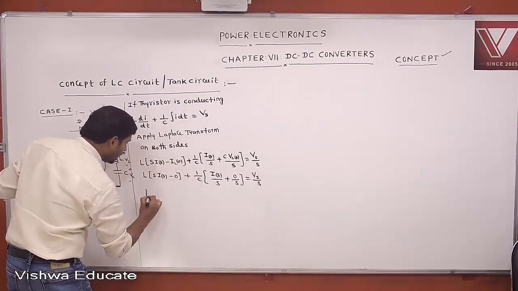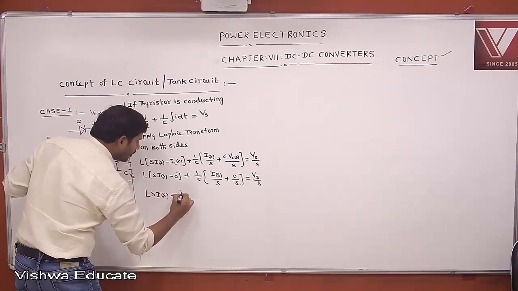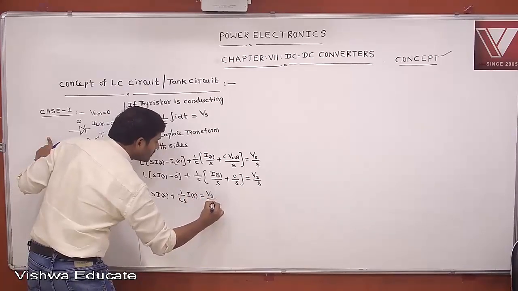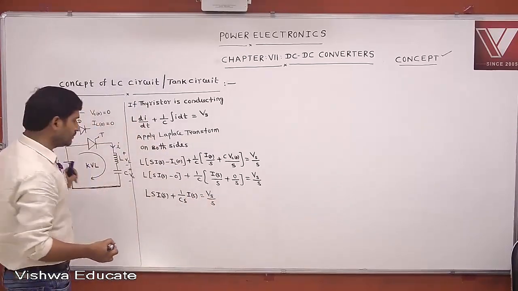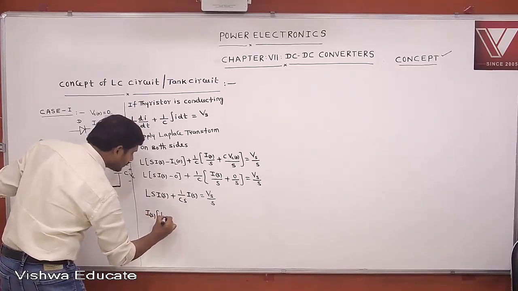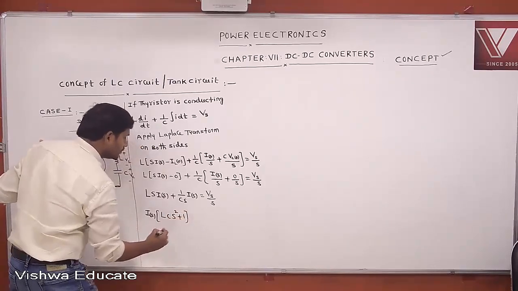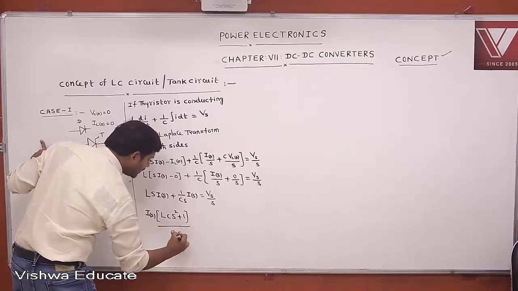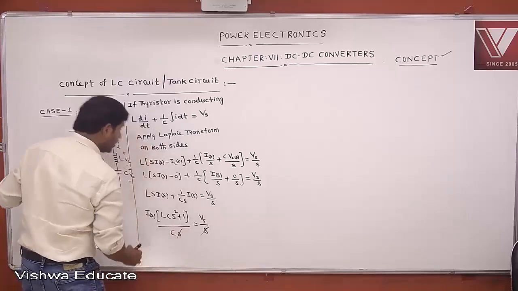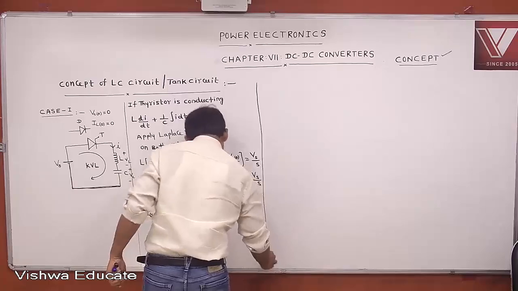Then by simplifying this, what do we get? Ls into I of S plus 1 by Cs into I of s is equal to Vs by s. Clear? Take I of s common. What we get: (Ls plus 1 by Cs) into I of s equals Vs by s. This s cancels. Then from this, tell me the expression for I of s.